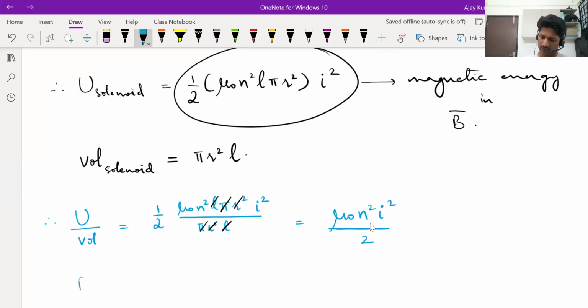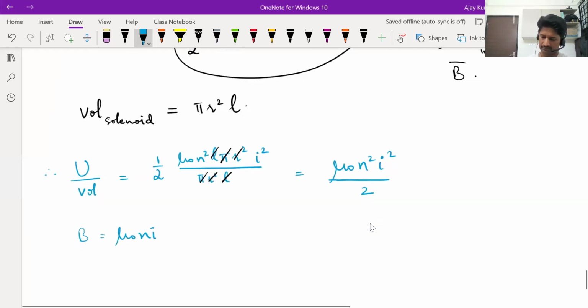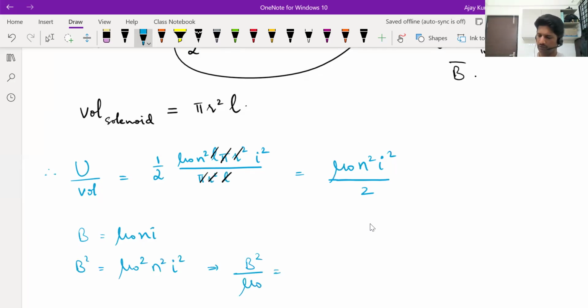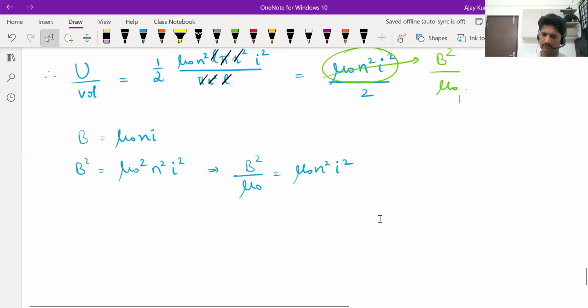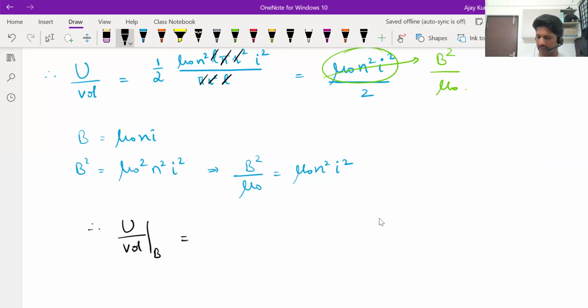Now we know the magnetic field produced by the solenoid is mu naught nI. When you square this, you get mu naught square n square I square. So you can say B square divided by mu naught. Send one mu naught to the left-hand side. The other mu naught will be there, n square I square will be there, and that is what you see here. So this can be replaced by B square by mu naught. And what you will finally get is that the energy per unit volume in a magnetic field B is B square by 2 mu naught.